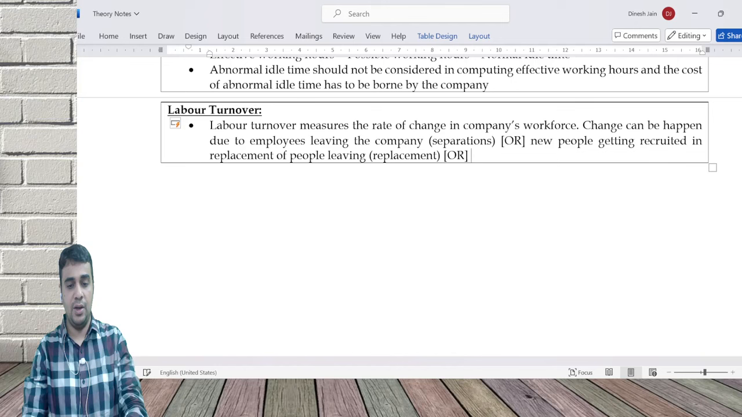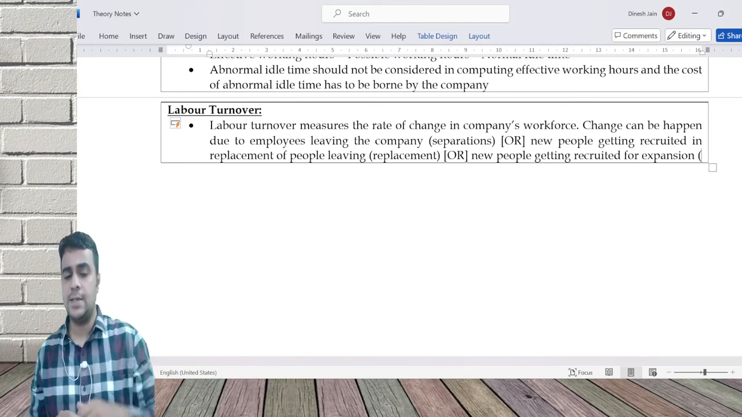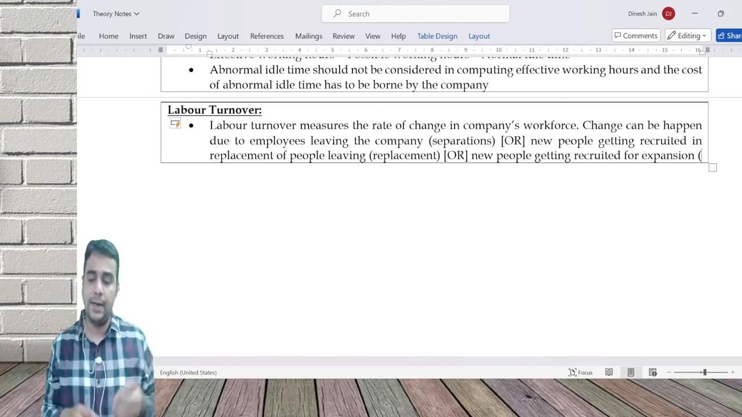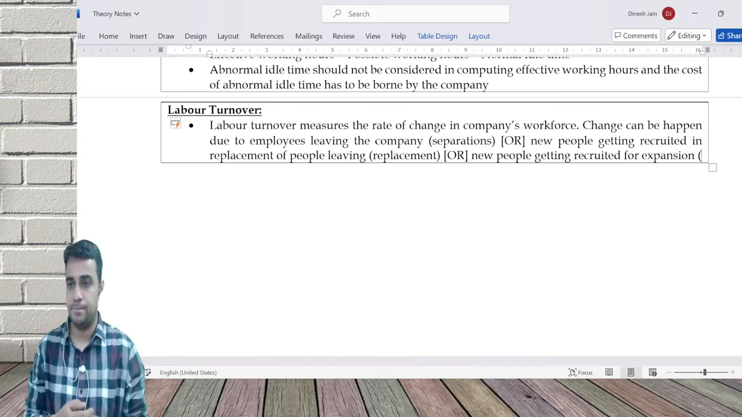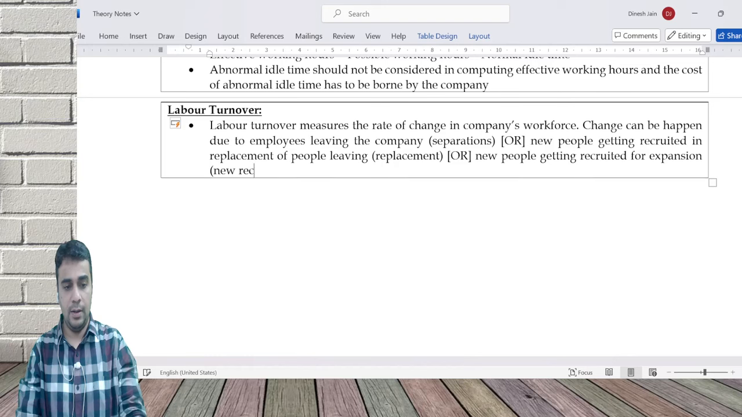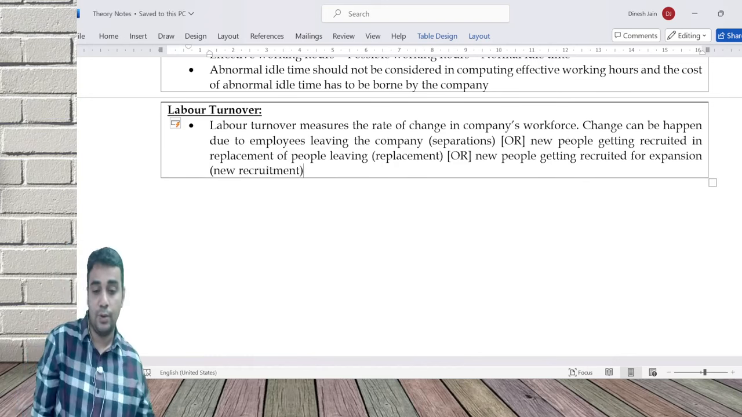Or new people getting recruited for expansion. For expansion, write it and I'll explain. New recruitment.